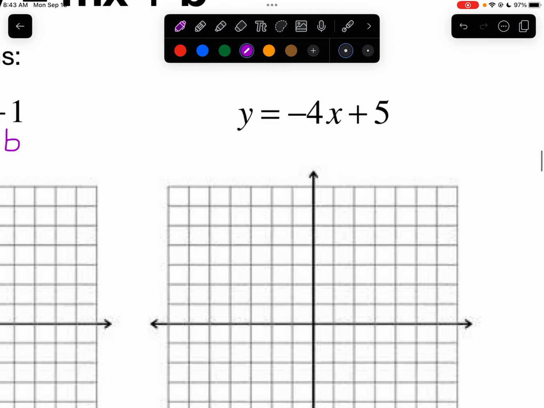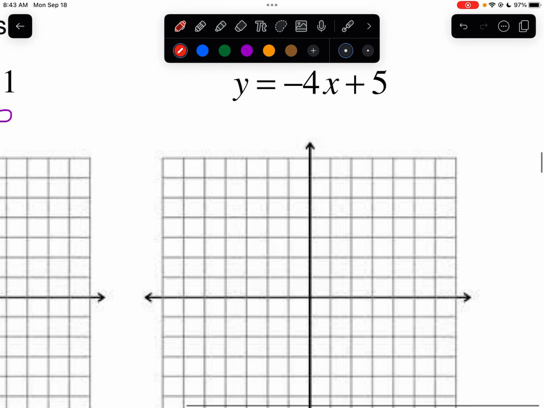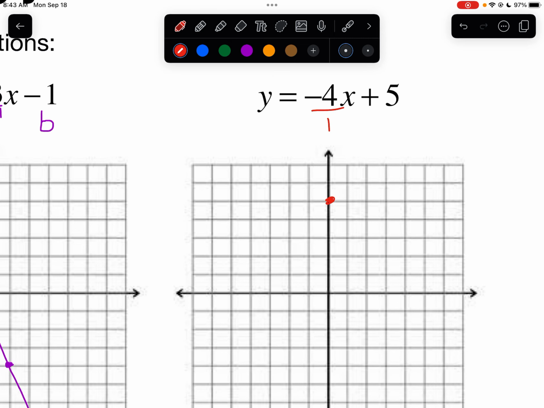Here, y equals negative 4x plus 5. Our y-intercept is positive 5. 1, 2, 3, 4, 5. Here we've got a slope of negative 4 over 1. Okay, so we'll go down 4 and over 1, down 4 and over 1.